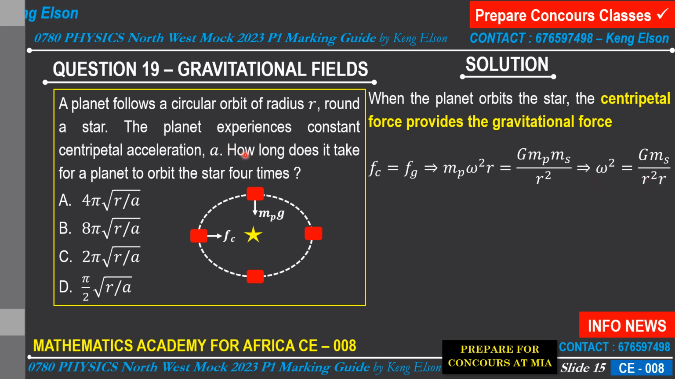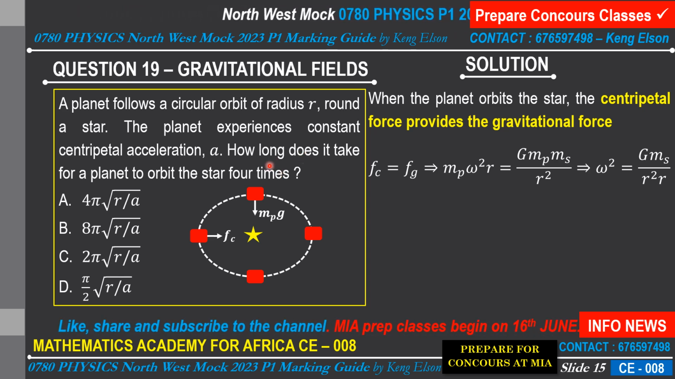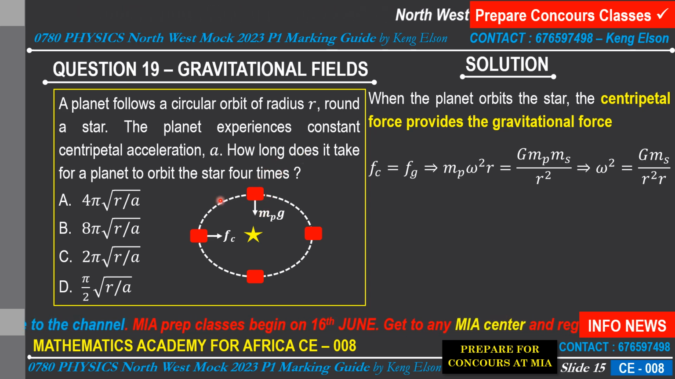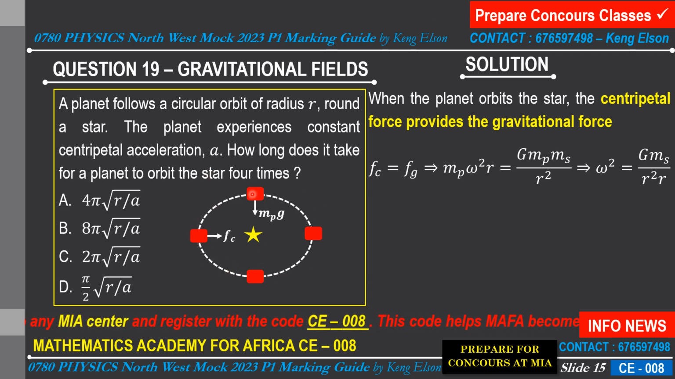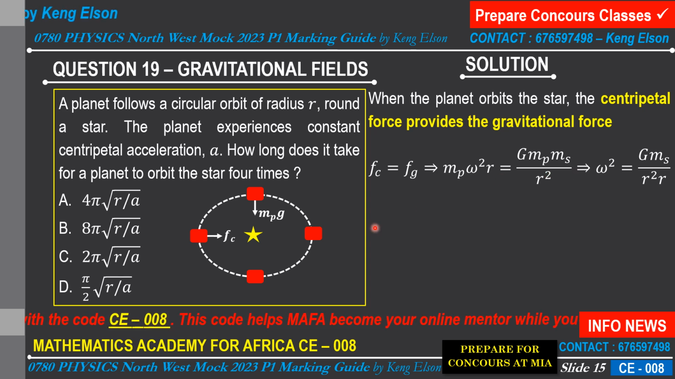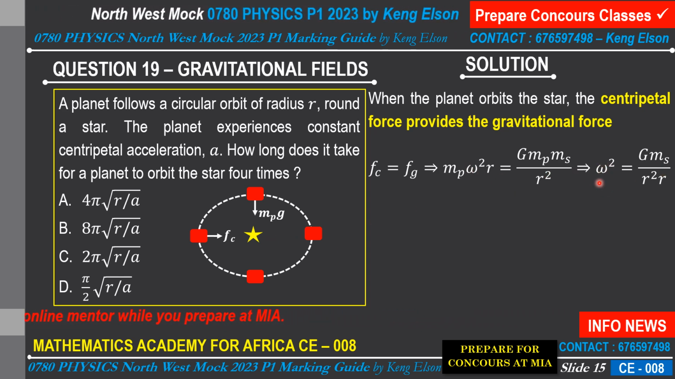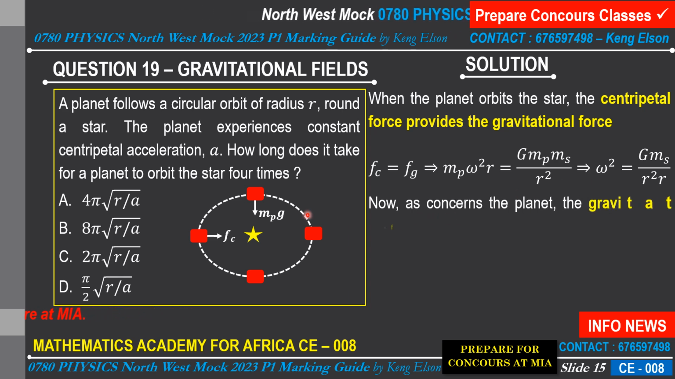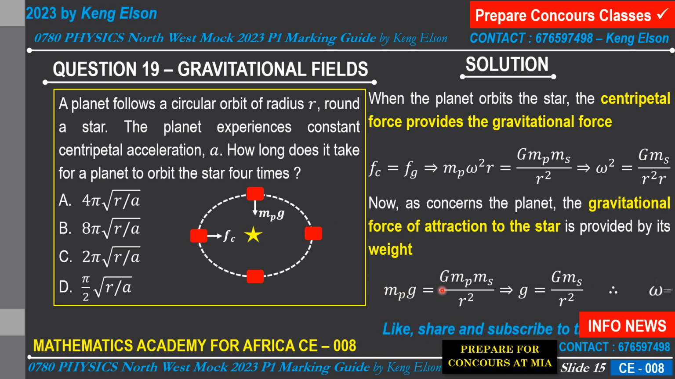Remember that we need to find how long it takes the planet to orbit the star, so we have to find the period, then relate the time taken with the period. Because the time taken to orbit the star once is the period, but we need the time taken to orbit the star 4 times. So for me to get the period, I must get the angular velocity, which is omega. Now when it concerns the planet alone, the gravitational force of attraction is provided by the weight. So the gravitational force of attraction is equal to the weight.